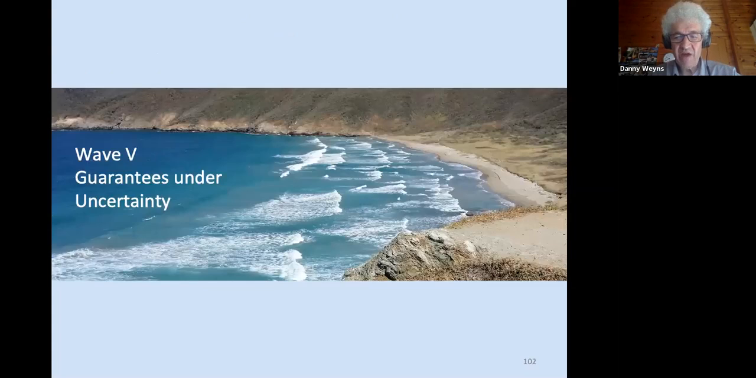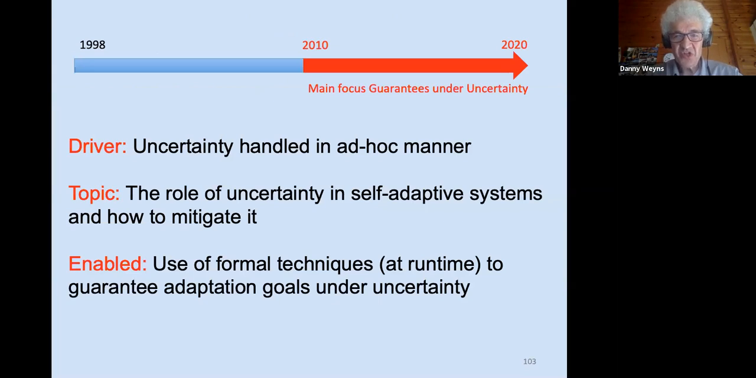Let's then go to wave 5. Wave 5 is about guarantees under uncertainty, which is still an active area at the moment. Around 2010, people got the insight that uncertainty, which we talked about all the time, we didn't handle systematically. So we started focusing on it and on how to mitigate it. The particular focus was on using formal techniques at runtime.